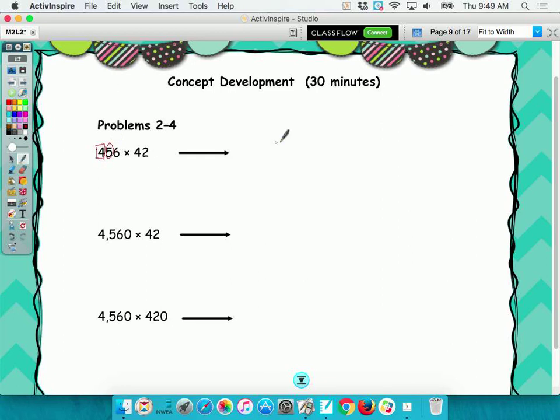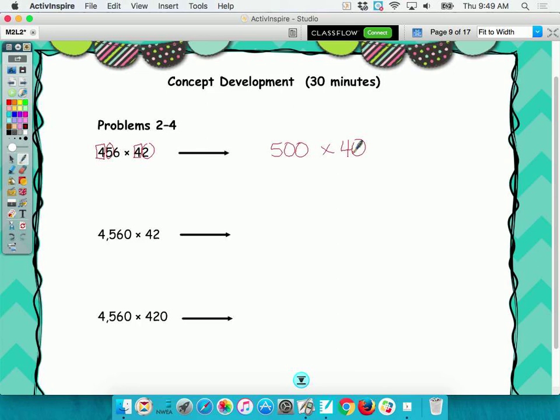Okay, so Maite says 456 rounds to 500. And what about 42? Round it to what? 40. The 2 says it stays the same. So write that down.